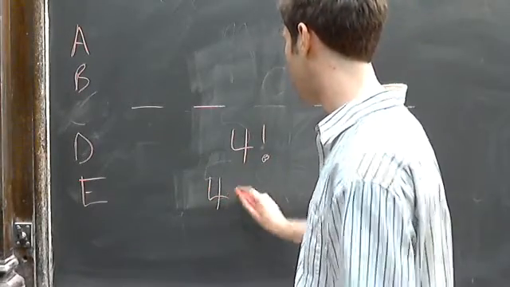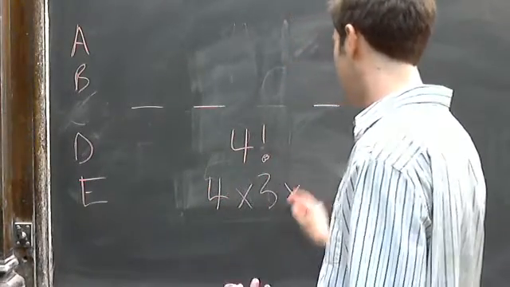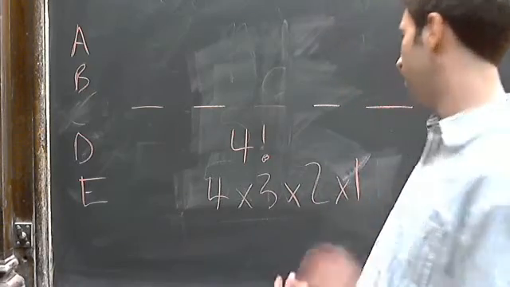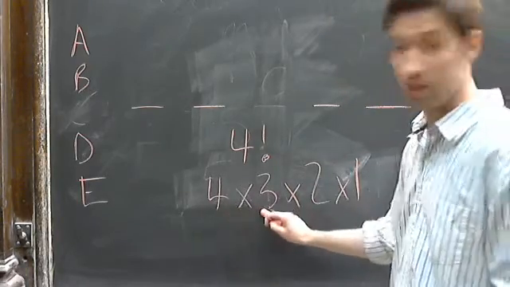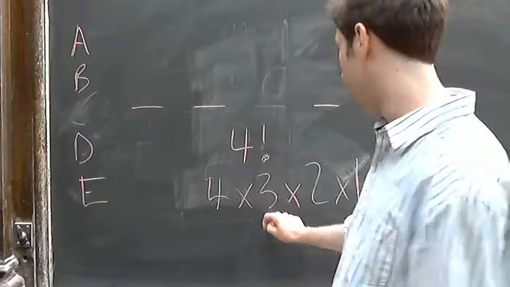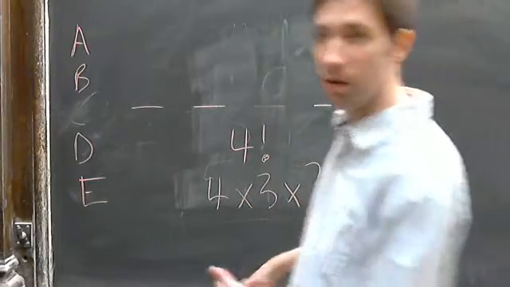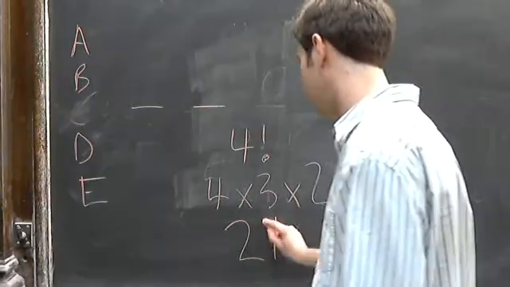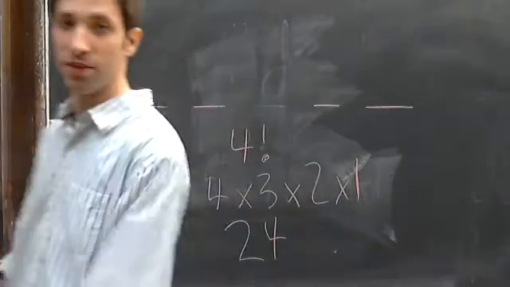So then you'll have 4 times 3 times 2 times 1, which is 4 times 3 is 12, 12 times 2 is 24, and that's going to be the answer you're looking for. Problem 7 is 24.